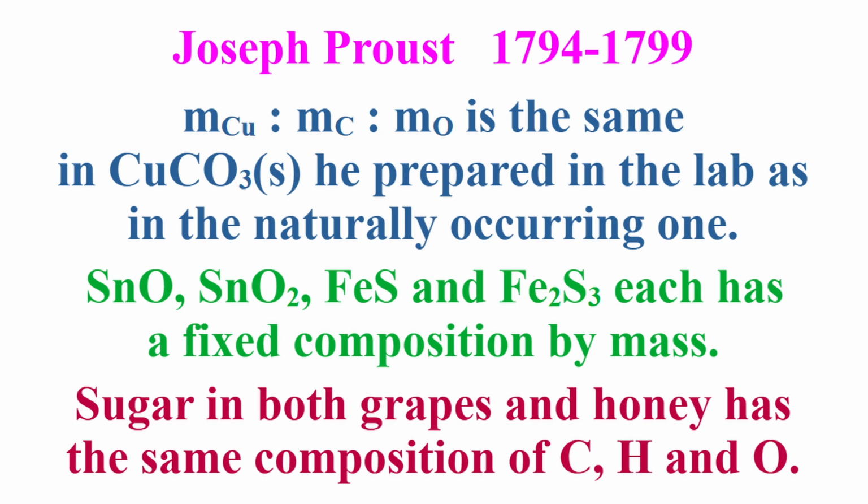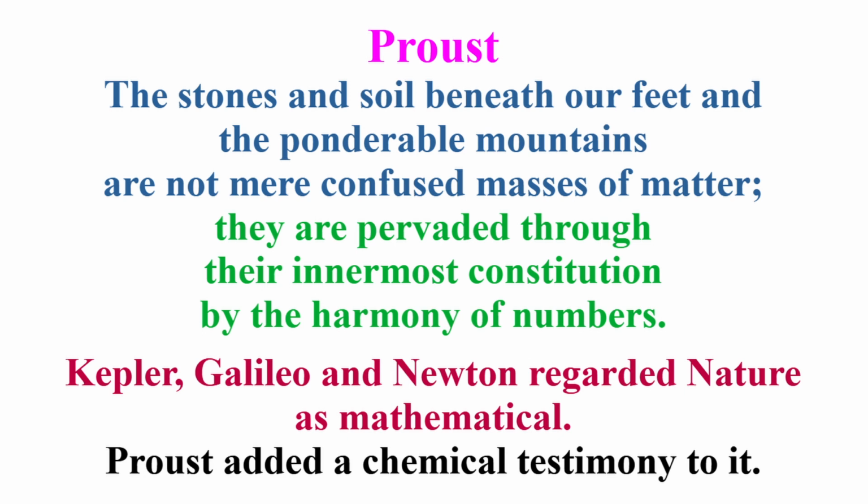In 1799, he showed that the sugar in grapes is identical to that found in honey, and both had the same composition of the component elements: carbon, hydrogen and oxygen. What a marvelous order had Proust found in nature. He said, "The stones and soil beneath our feet and the ponderable mountains are not mere confused masses of matter. They are pervaded through their innermost constitution by the harmony of numbers."